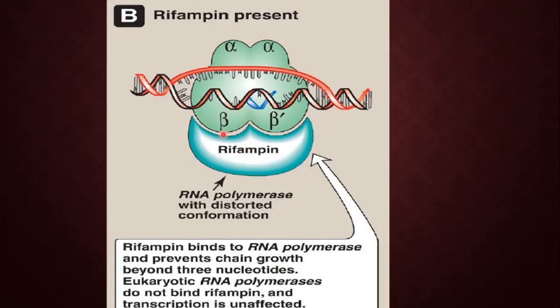Now, here you can see this is the RNA polymerase. Rifampicin will bind to the beta subunit here, and by doing so, it will prevent chain growth beyond the 3 nucleotides. You can see just a very short RNA synthesis. It cannot grow beyond the 3 nucleotides.